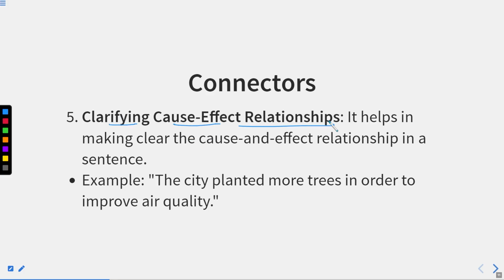Clarifying cause and effect relationships. It helps in making clear the cause and effect relationship in a sentence. The city planted more trees in order to improve air quality. So here we only have a verb, not the subject-verb structure. Okay, here the city planted more trees. What was the purpose behind this? In order to improve air quality. So their purpose was to improve the air quality of the city.